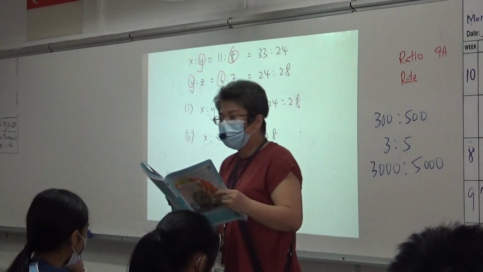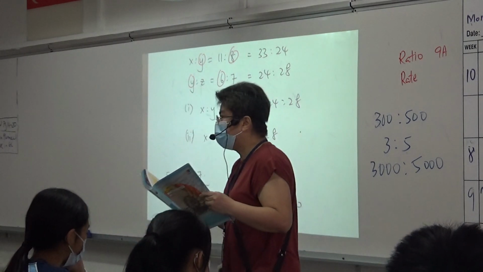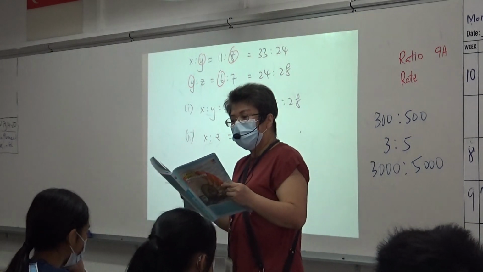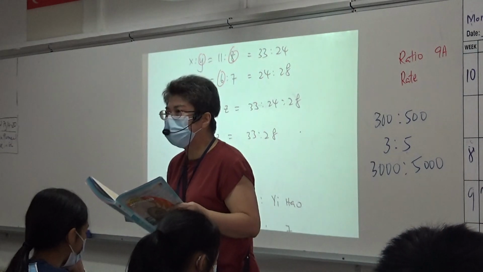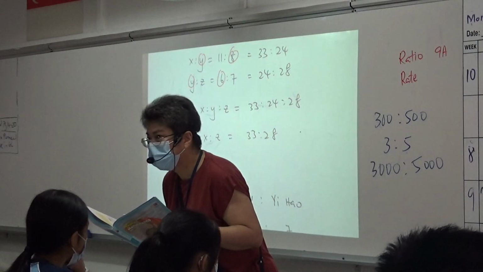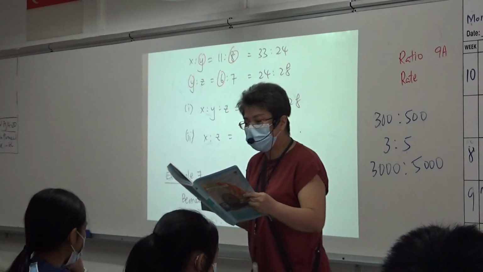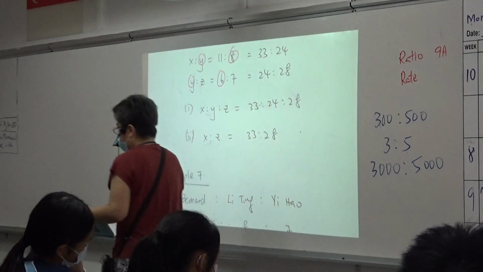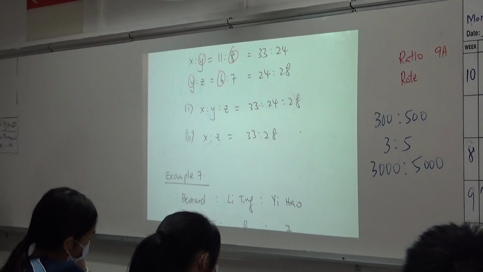So Bernard must minus how much? 50, right? Li Ting and Yi Hao must plus what? 25, correct now? Each, correct? Then the ratio becomes 16 is to 17 is to 15, right now? Okay, now, I'm going to show you the answer. All of you please look up.